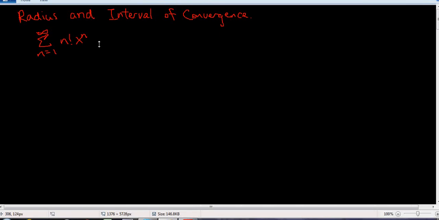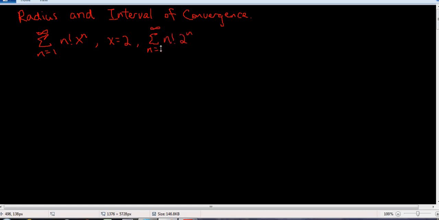So let's take a look at a simple example. We have the sum of n factorial times x to the n. So you can plug in values like x is equal to 2. Right, so I'm going to plug in a value here. The sum from n equals 1 to infinity of n factorial times 2 to the n.